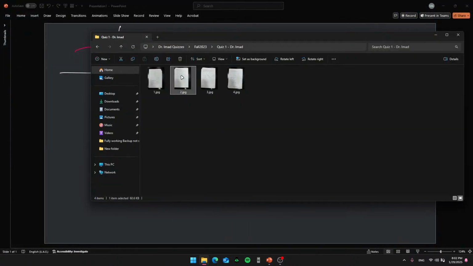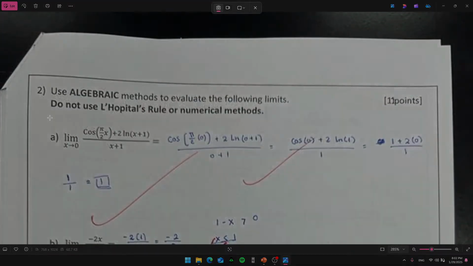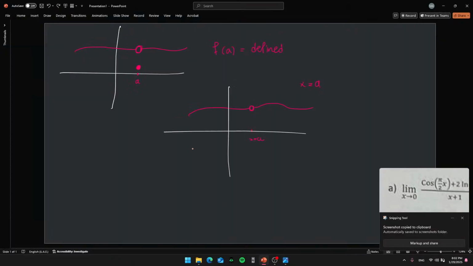So this is for the first page. Let's go to the second. Use algebraic methods to evaluate the limit. Let's start cooking.